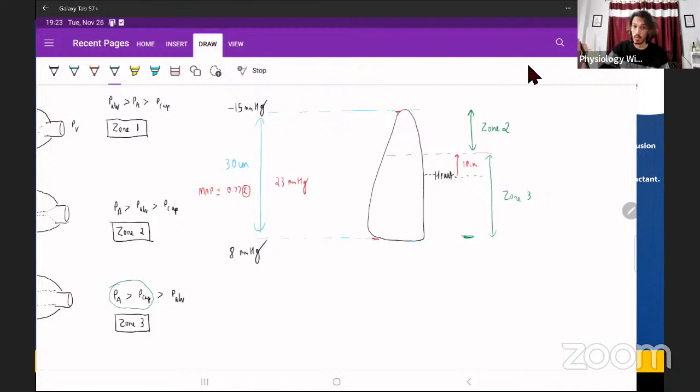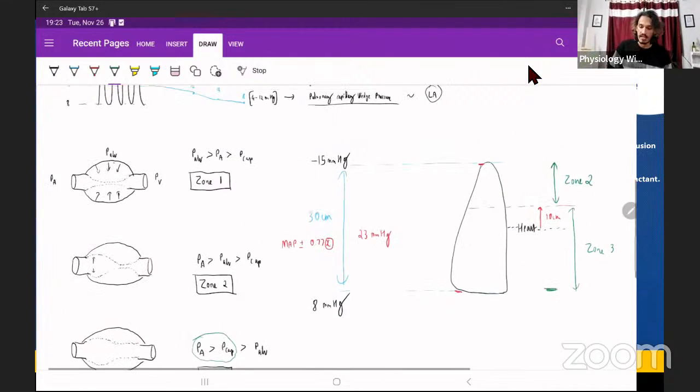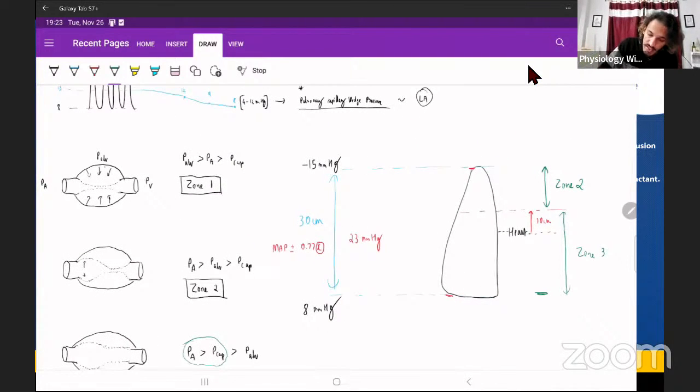Zone 1 is usually not present in lungs, but it can be present in certain conditions where either your alveolar pressure becomes very high, or these pressures drop for any reason. So when does your alveolar pressure become high? You do something like Valsalva maneuver. If you expire against a closed glottis, the pressure here will increase.